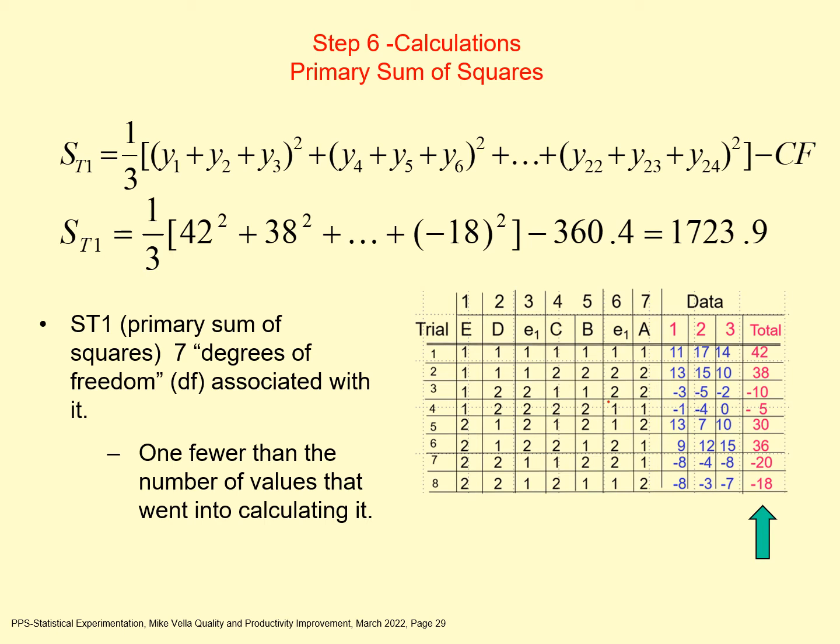ST1 is the primary sum of squares, and it's calculated by examining, if you will, the total column all the way to the right. So 42 squared plus 38 squared plus minus 10 squared. Add those up, subtract the correction factor again, divided by 3, and you'll find that number is 1723.9. Again, degrees of freedom will be one fewer than the number that created it.